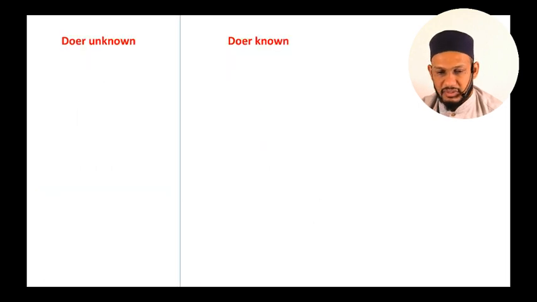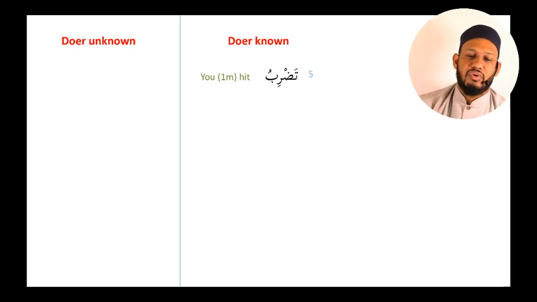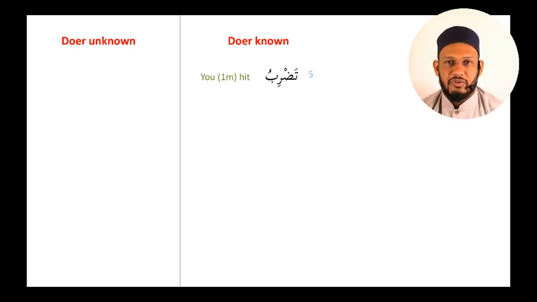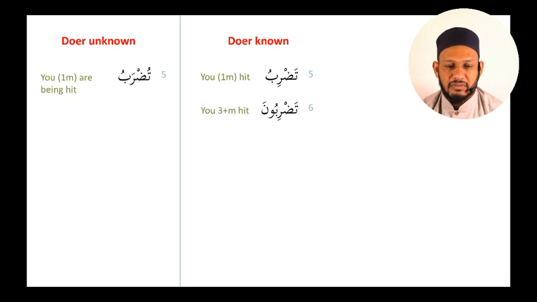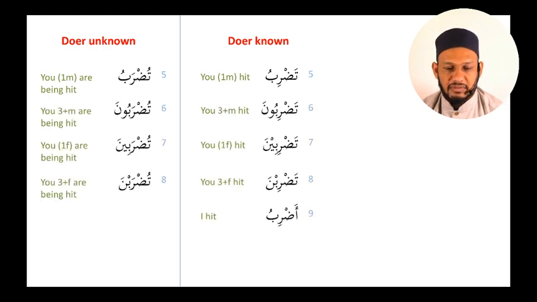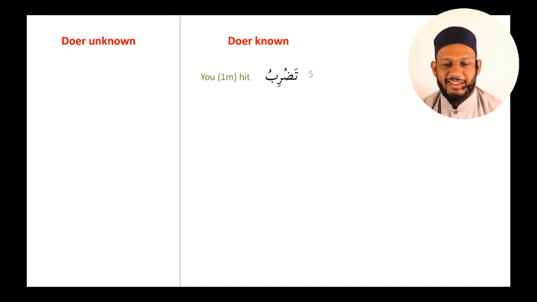Okay. Next one. Tadribu means you one male. All of these should be present tense, not hit. You one male are hitting. Tadribu means you one male, you are hitting. The majhul is going to be tudrabu, you one male, you are being hit.